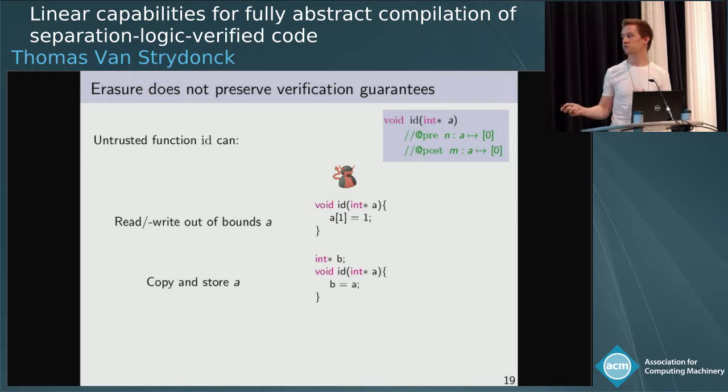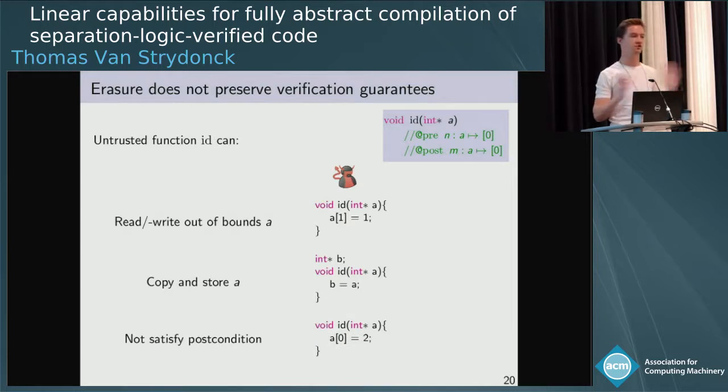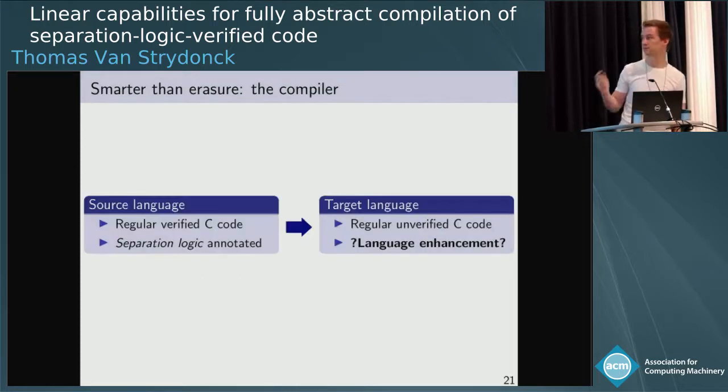It could also just make a copy of A, store it in a global variable for later use, even though it's supposed in its postcondition to return a permission to access A, so it cannot make a copy and store it. And it could also just generally not satisfy its postcondition by, for example, setting the one element of A it's allowed to access to 2 instead of keeping it at 0.